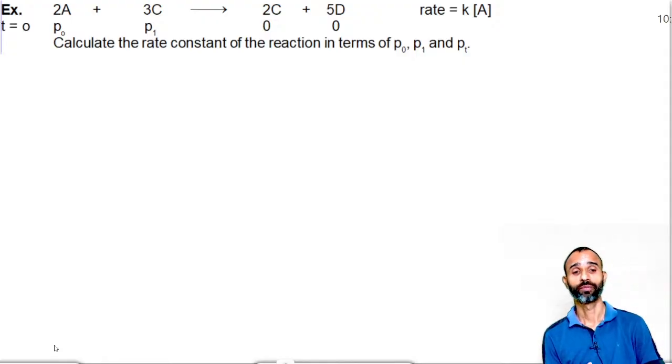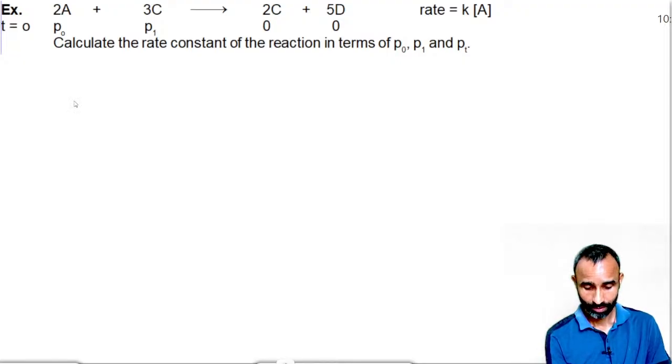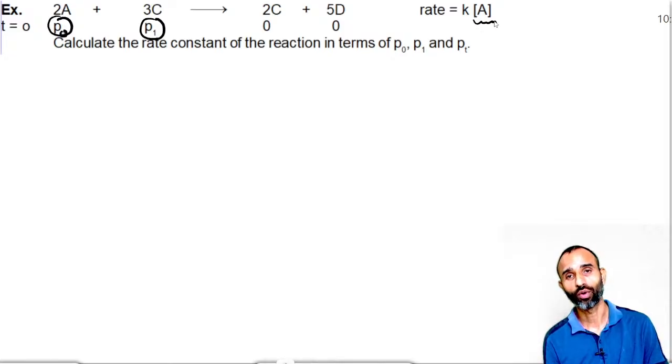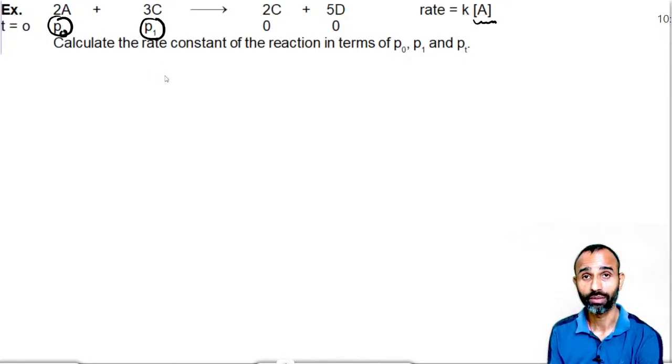Next is 2A plus 3C to E plus 5D. Initially, A pressure is P naught, or B pressure is P1. E and D are 0, 0 initially, and the rate depends on A only. It follows first order kinetics. Calculate the rate constant of the reaction in terms of P naught, P1 and T.